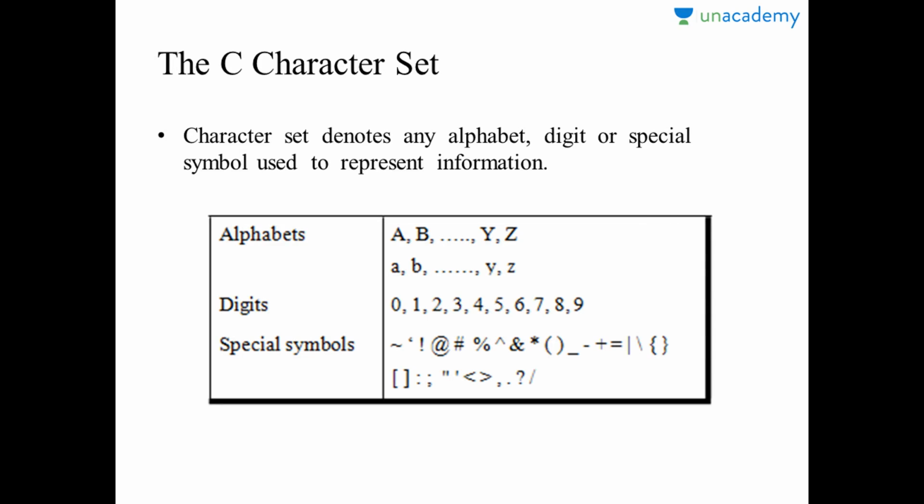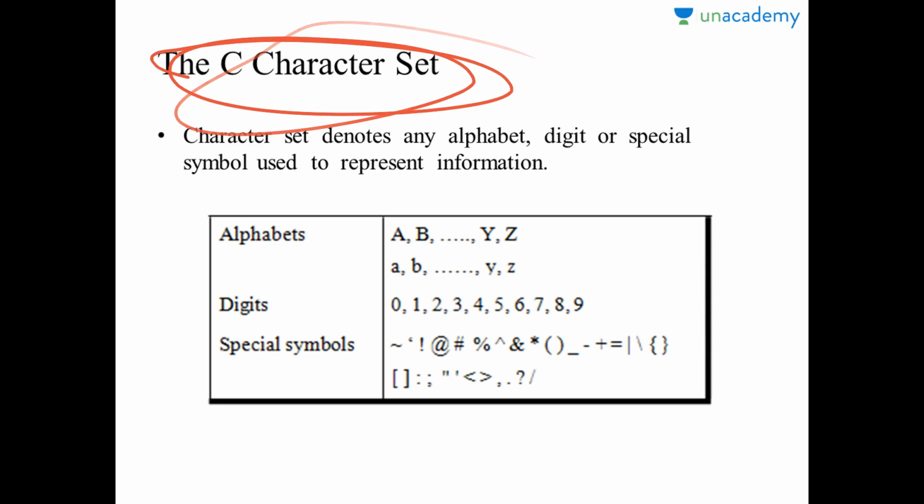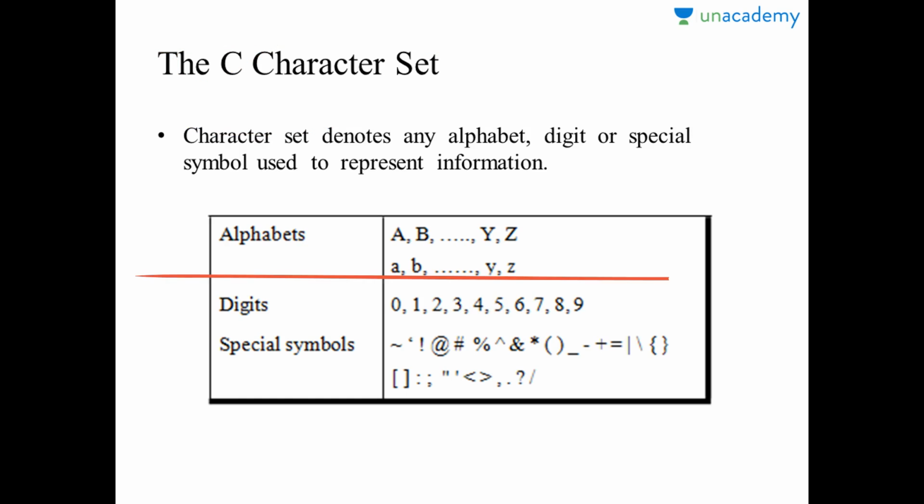So these alphabets, digits, and special symbols are basically used to represent information, and therefore they are called a C character set. The C character set constitutes the basic building block of a C program. So here are shown some valid C alphabets, numbers, and special symbols which are allowed in C. When we combine this character set properly, we can form constants, variables, and keywords.